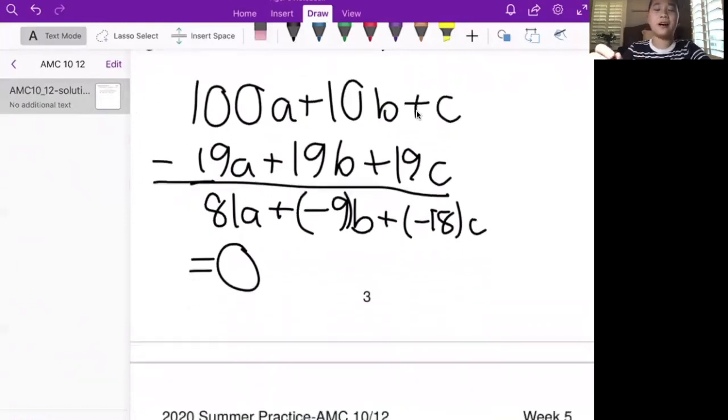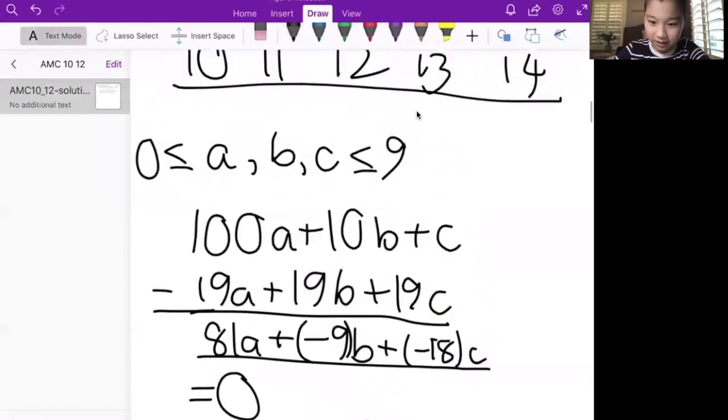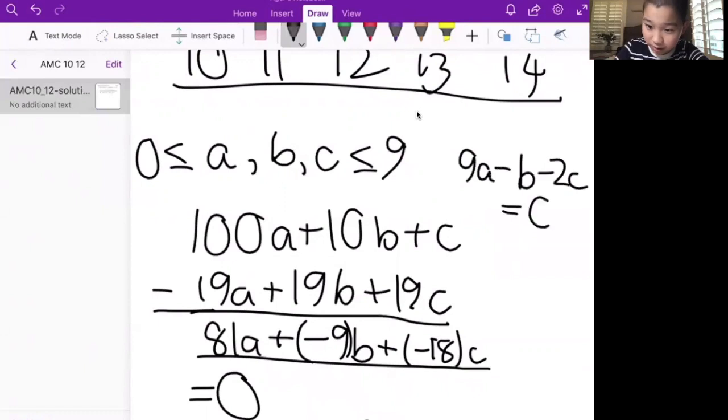I might have made that a bit more complicated than it's supposed to be. Let's just say that they're equal, so you can subtract them to get a difference of 0. Okay, so we have these. We can actually divide each of the numbers by 9. So we'll get 9A minus B minus 2C is equal to 0.